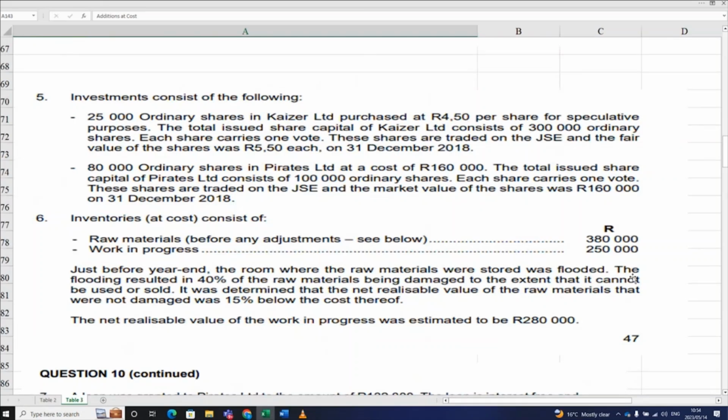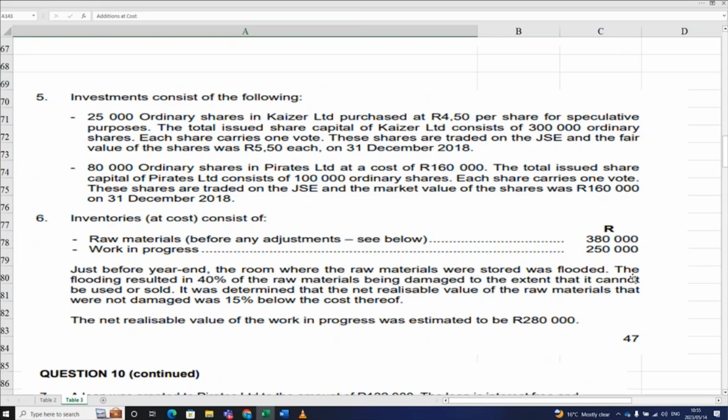25,000 ordinary shares in Komphela Limited, purchased at 450 per share for speculative purposes. The total share capital of Komphela consists of 300,000 ordinary shares. Each share carries one vote. These shares are traded on the JSE, and the fair value of these shares was 550 each on 31 December 2018. Okay. So, these ones are for speculative purposes, carried at fair value through profit and loss. So we know that they come under current assets.